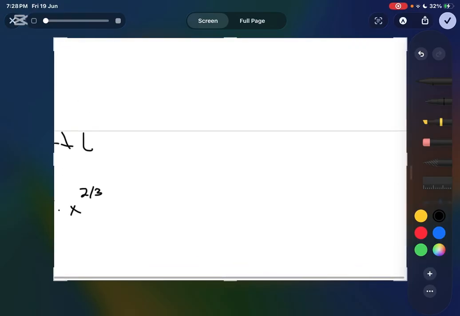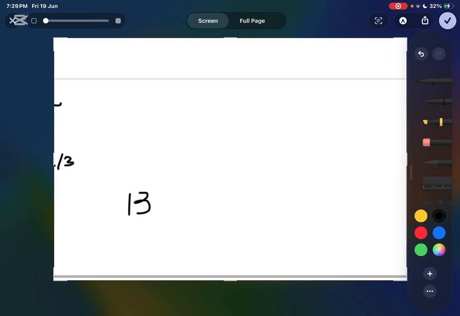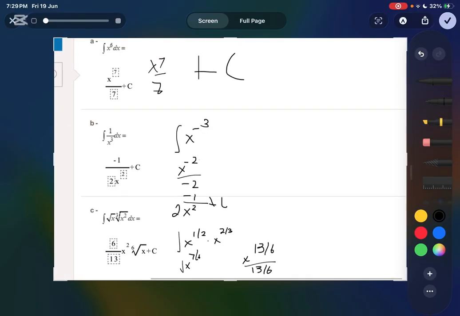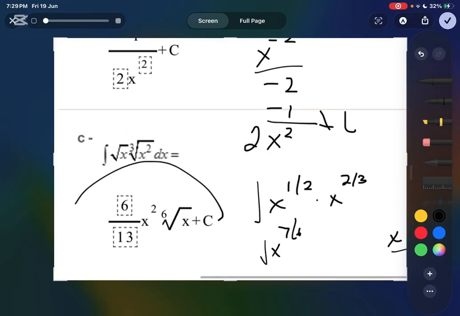So 7 over 6 plus 1, which is 13 over 6. So now it becomes x to the power of 13 over 6, over 13 over 6, plus c. And then they want it in this form.